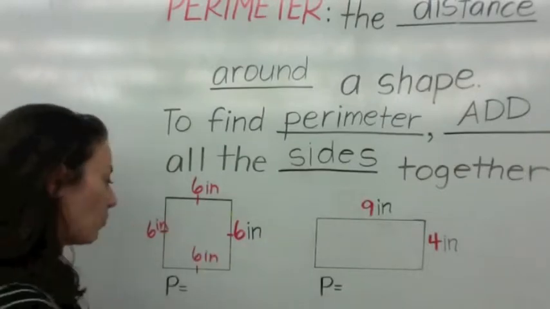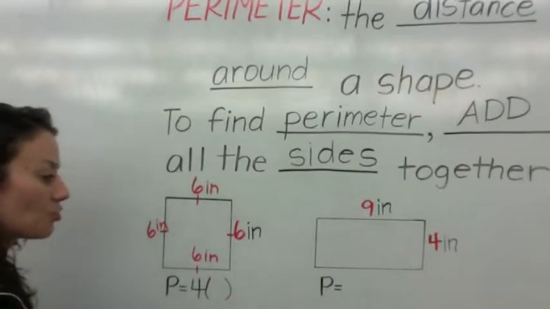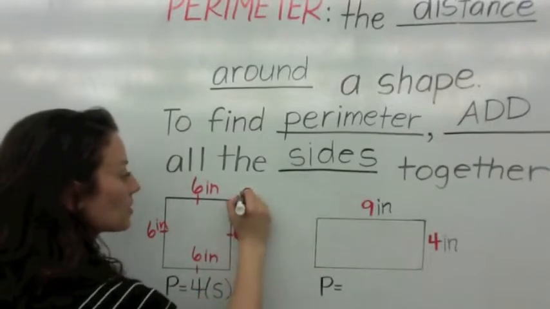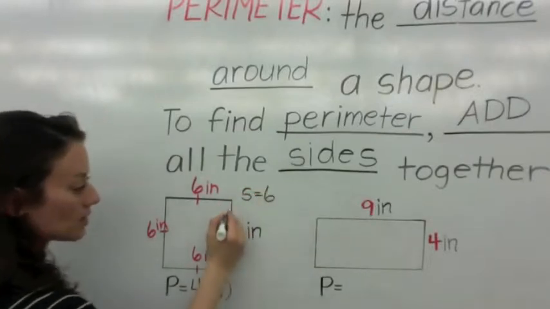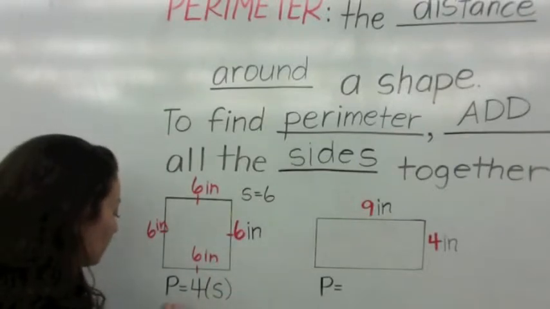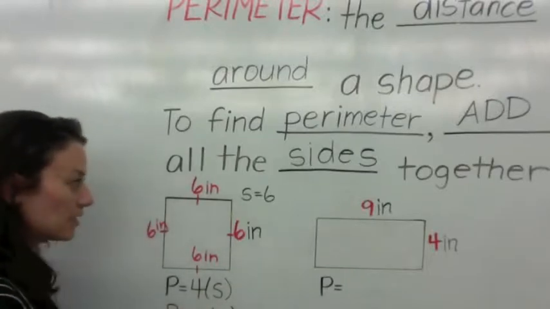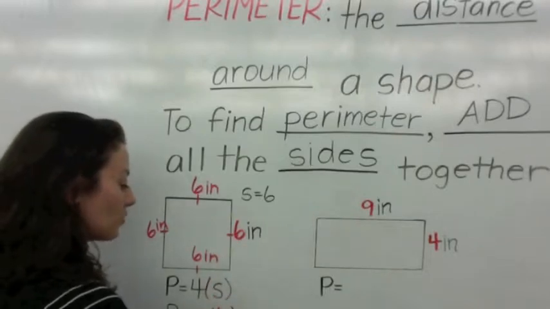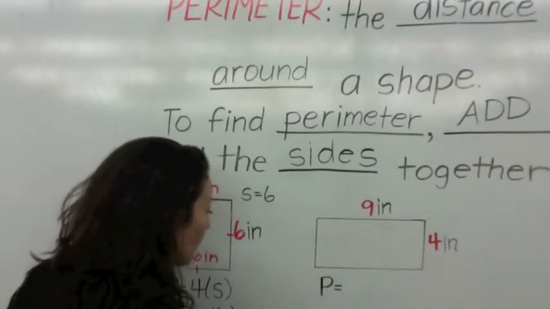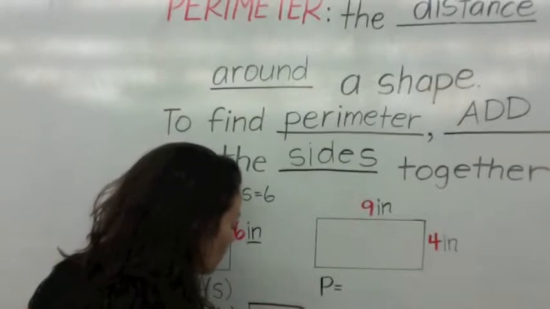You have 4 sides, so you're going to put 4 times. Do you have to use all the sides or just one side? Just one side. So the side here, let me just make it clear, the side is 6, right? So the perimeter then equals 4 times the side, which is 6. What is 4 times 6, everybody? 4 times 6 is 24. And it's not just 24. Remember, when I measured it, it was in inches. So that is the perimeter, 24 inches.